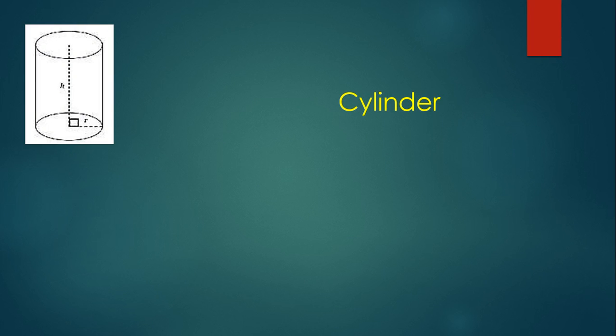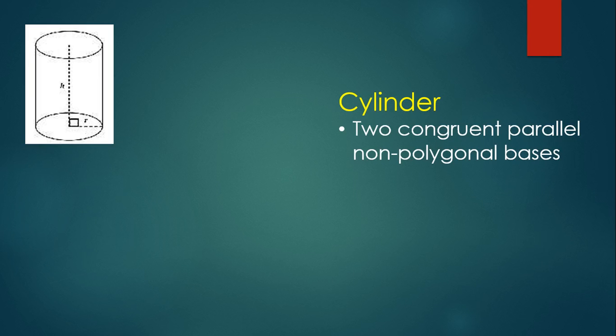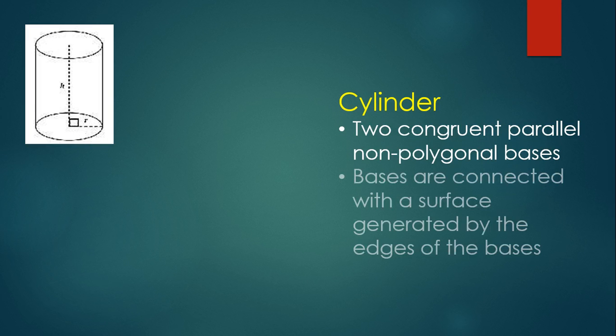Let's talk about some more three-dimensional shapes, starting with the cylinder. A cylinder is made up of two congruent parallel bases, just like the prism was, but those parallel bases are not polygons. And the bases are connected to each other with a curved surface that is defined by the edges of those non-polygonal bases.